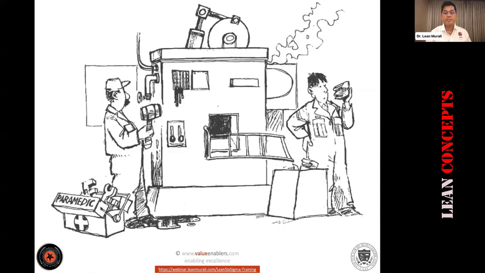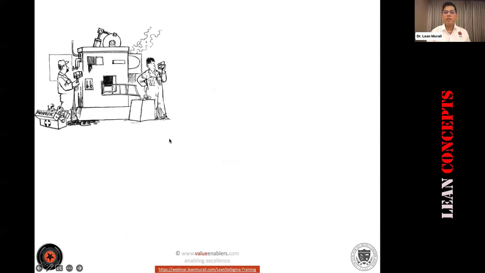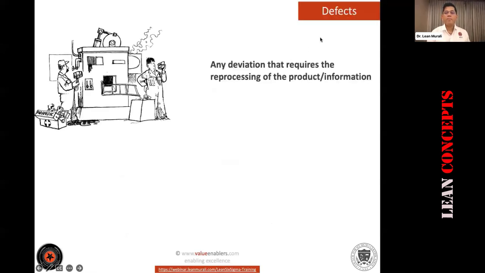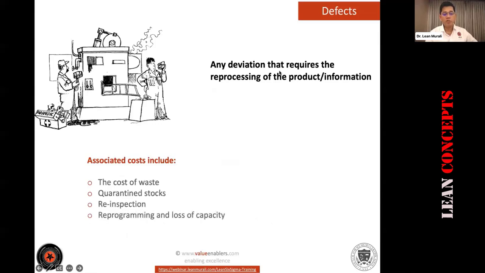Next. Now let me check what this picture tells you. What waste do you see in this picture? Maybe this picture doesn't communicate well. We all know that defects are produced, right? And what is a defect? Any deviation that requires reprocessing of product or information. Rejection, rework, that we call. So the cost of waste, quarantine stocks, reinspection, reprogramming and loss of capacity, and so on.